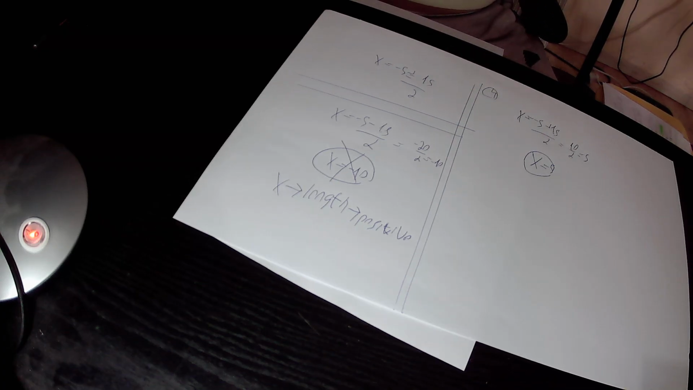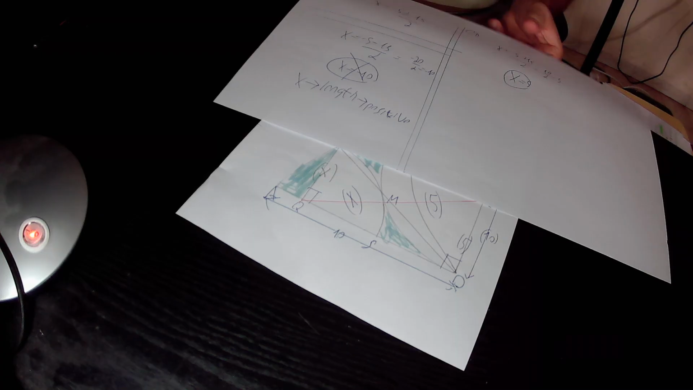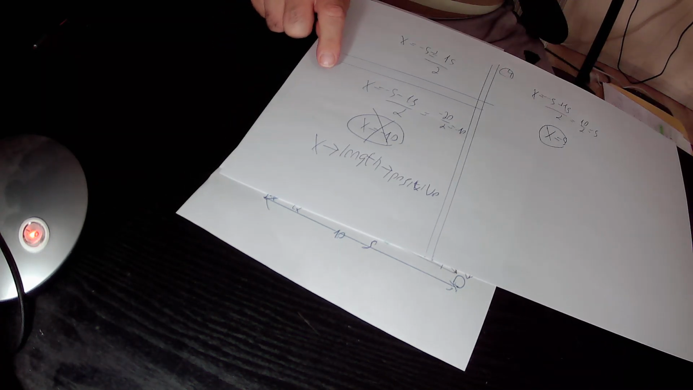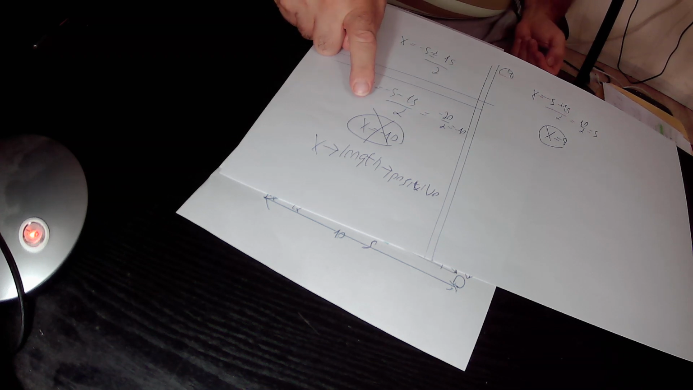Minus 10 is the incorrect solution because of the fact that x is a length. If x is a length, it must be a positive number. Minus 10 is a negative number, so this solution is the incorrect solution.